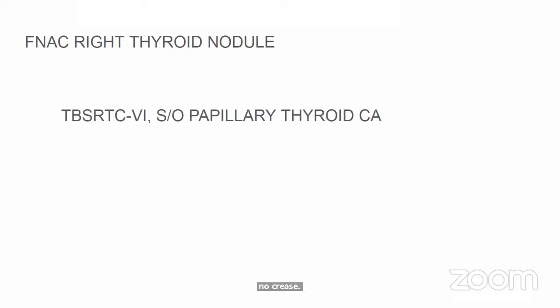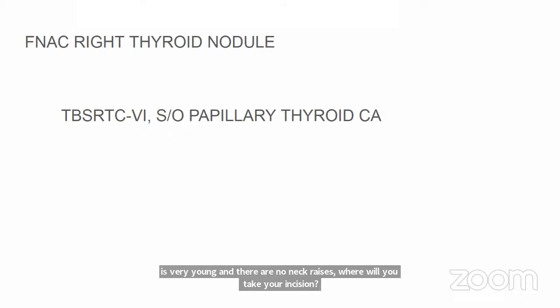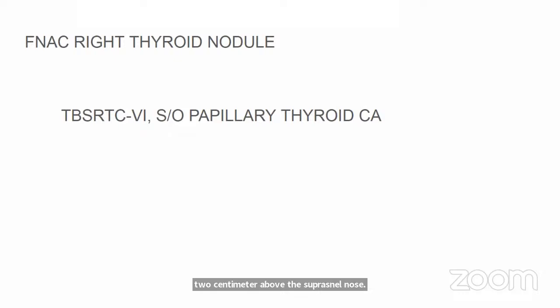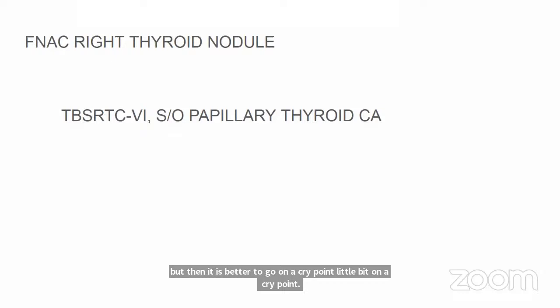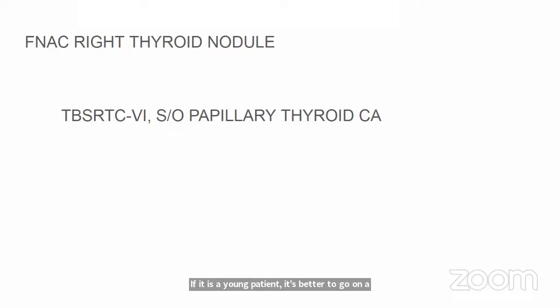But that you have to say, like robotic or... No. I'm saying that if the patient is very young and there are no neck creases, where will you take your incision? Two centimeter above the suprasternal notch, ma'am. Yeah, but it is better to go at the cricoid, or a little bit at the cricoid, if it is a young patient. Otherwise, two centimeter above the suprasternal notch is not a bad idea.